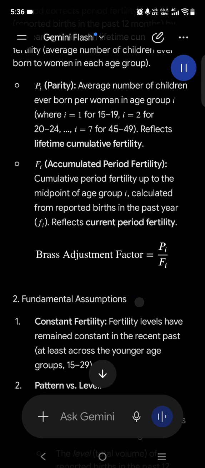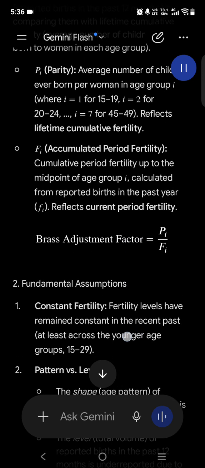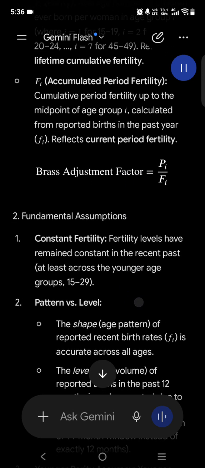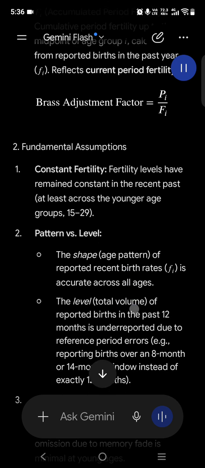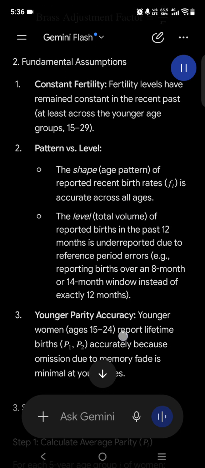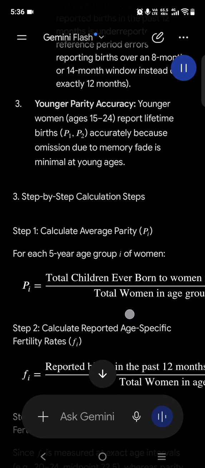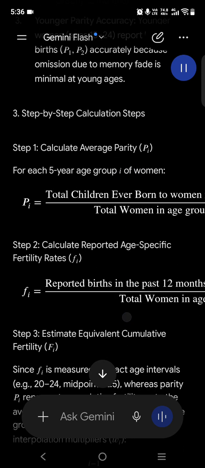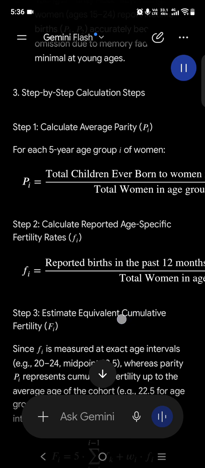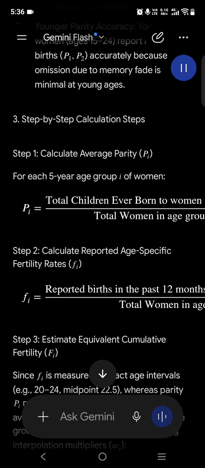Age misreporting and digit preference. Systematic reporting errors, e.g. heapings on ages ending in 0 or 5, distort direct age-specific rates. Cost efficiency. Census summary questions are significantly less expensive to implement than continuous, universal vital registration systems. 3. Evolution of indirect methods.